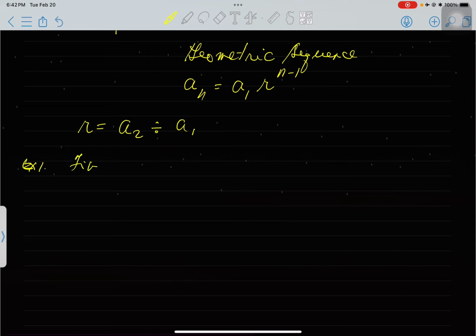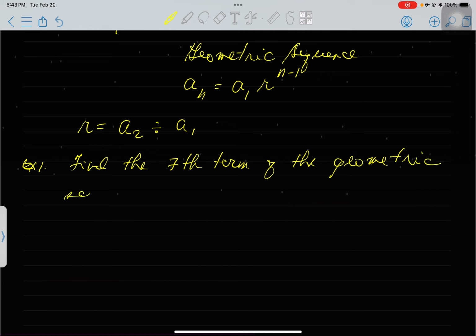Find the seventh term of the geometric sequence whose terms are the following.